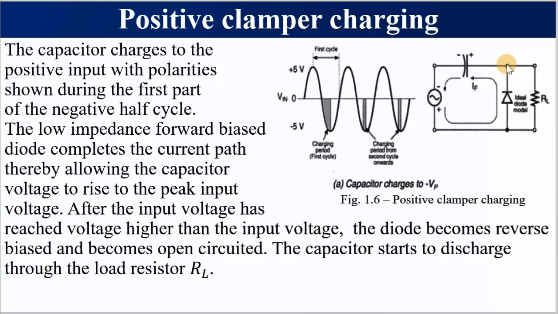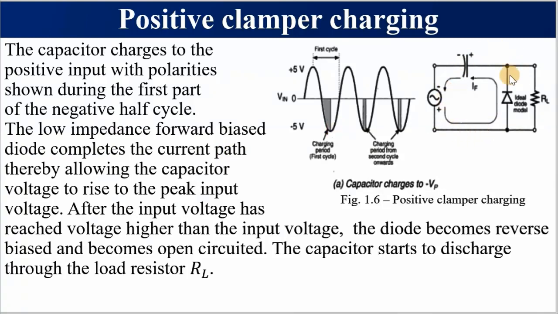Just like what happens in resistors, check your Kirchhoff's voltage law. So our capacitor is going to charge in this direction to this value, which according to our Kirchhoff's voltage law is negative, and this one is positive. Potential rise and potential drop as long as we are going in this direction. So we are saying the low impedance forward bias diode completes the current path.